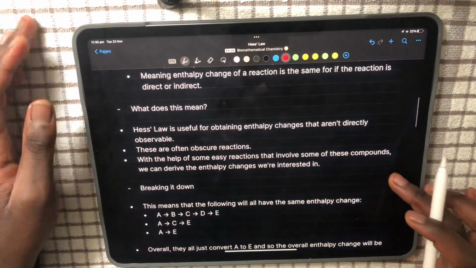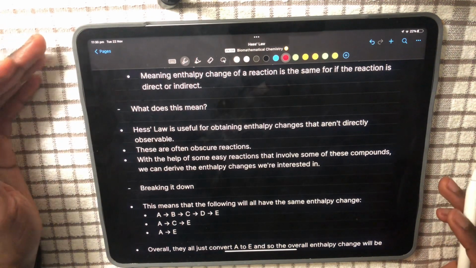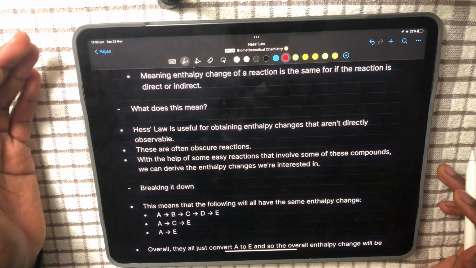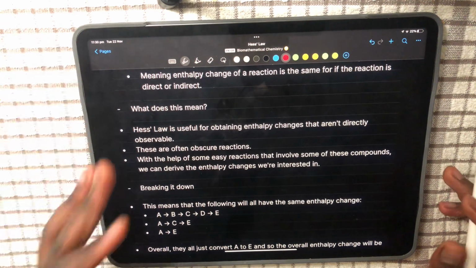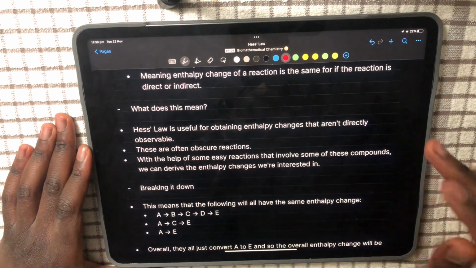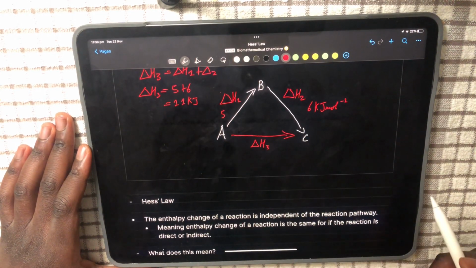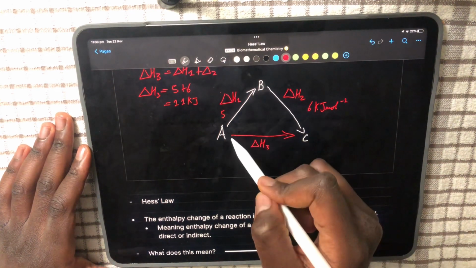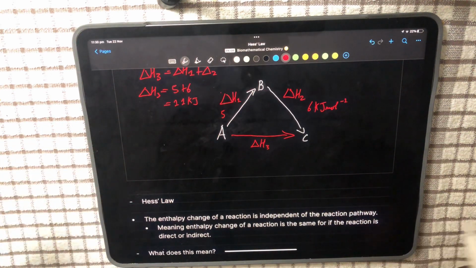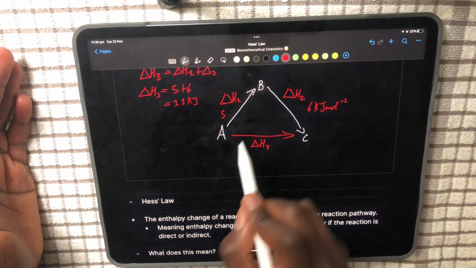So what does this mean? Hess's law is used for obtaining enthalpy changes that aren't directly observable. These are often obscure reactions. With the help of some easy reactions that involve some of these compounds, we can derive the enthalpy changes we're interested in. So if we don't know what A to C is, but we can easily work out what A to B is and what B to C is, we can use Hess's law to work out what A to C is by going through that route.